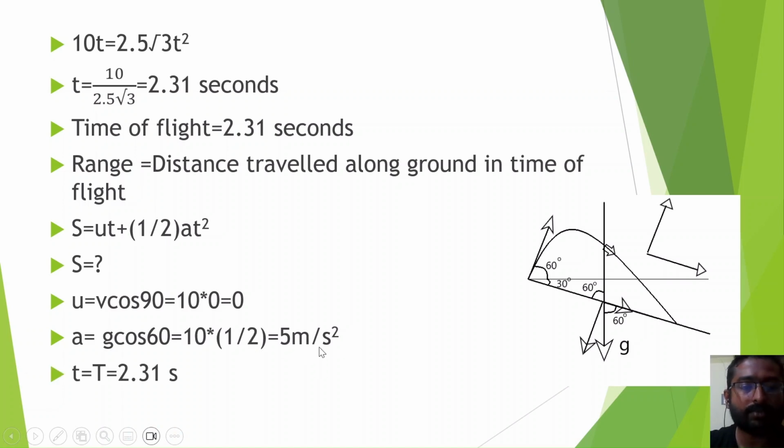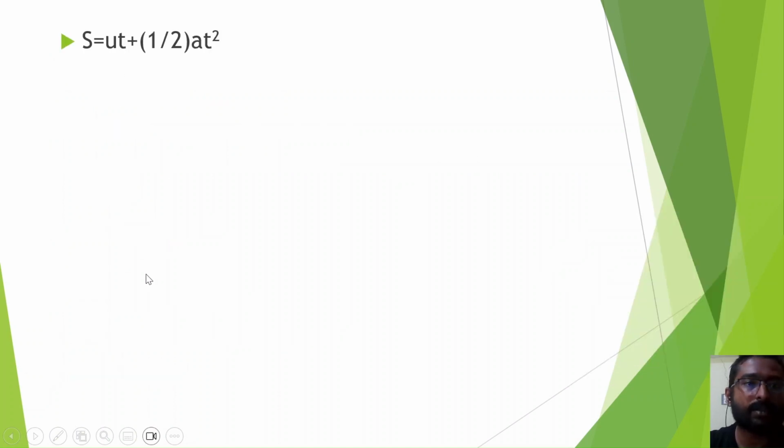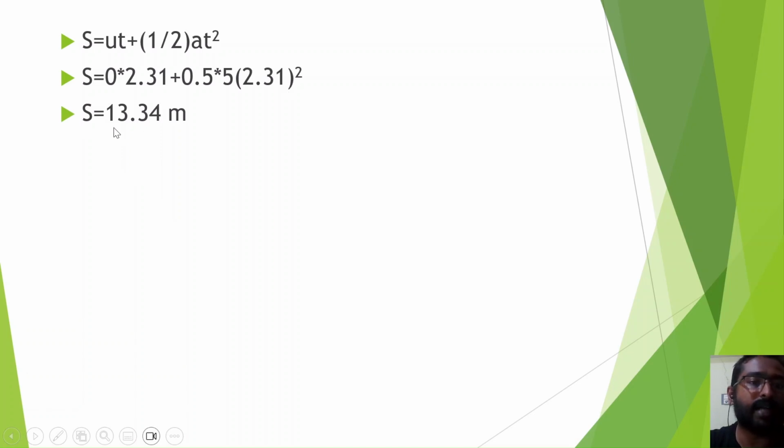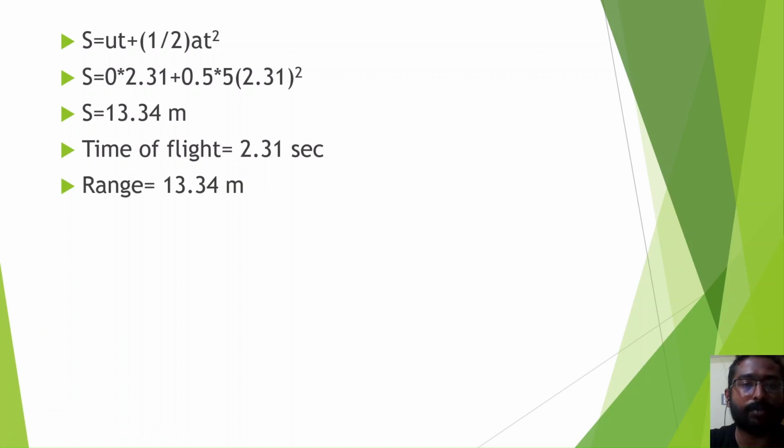So we got a time of flight as 2.31 seconds. We will substitute all these values. s equals ut plus half at square, so u is 0, 0 into 2.31, half is 0.5, a is 5 meter per second square, t is again 2.31. When we substitute, we will get s equal to 13.34 meter. So the range along the inclination is 13.34 meter, and the time of flight is 2.31.